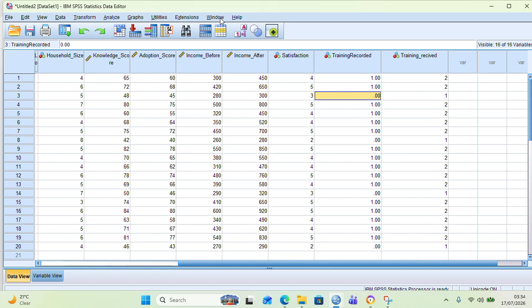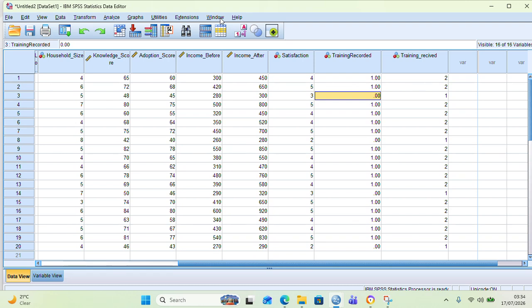So when do you use one-way ANOVA? You use one-way ANOVA when you have one categorical independent variable with three or more groups. You also need to have one continuous dependent variable. So these are the things that you are supposed to understand before you start doing that analysis.